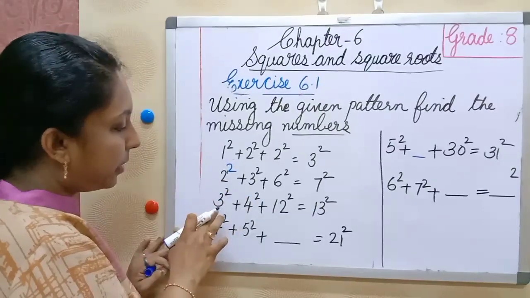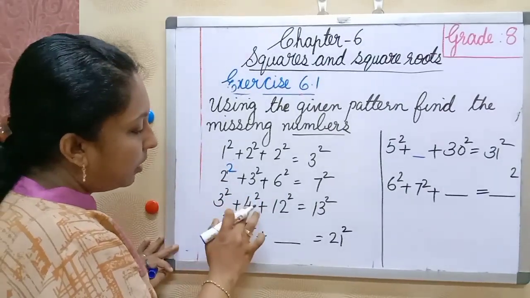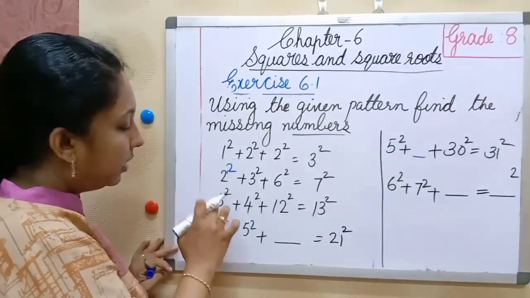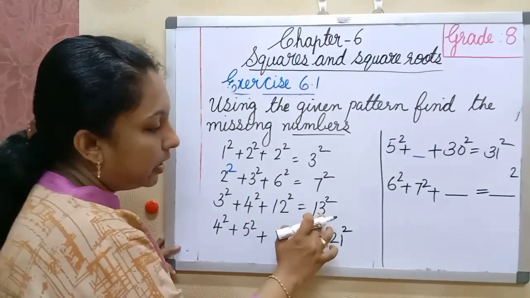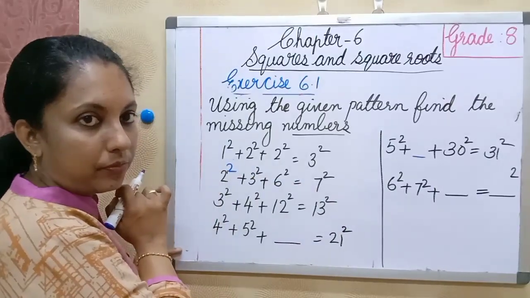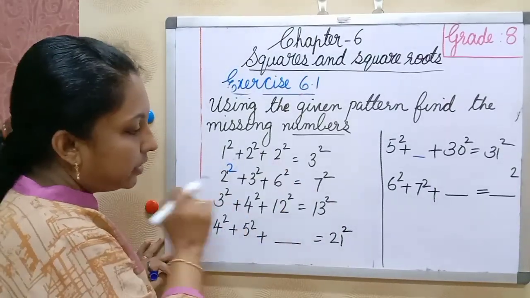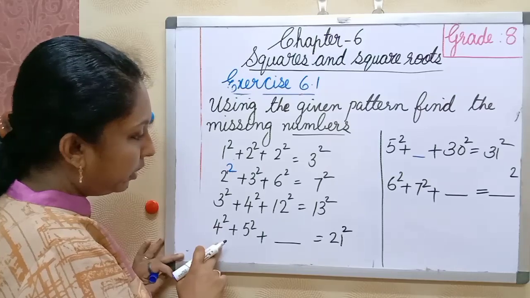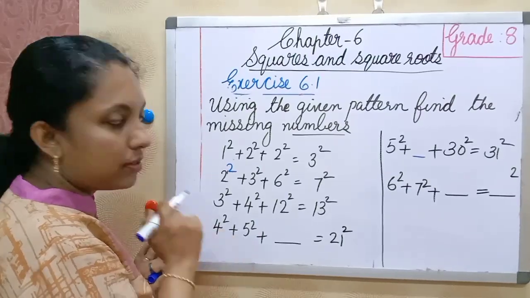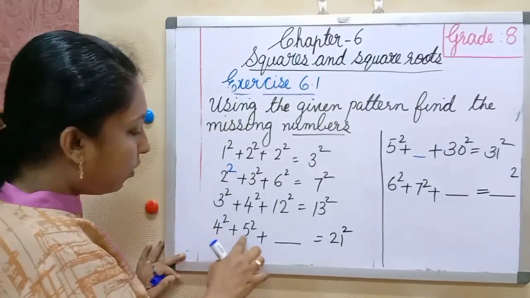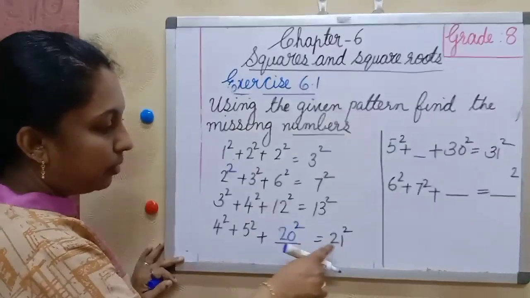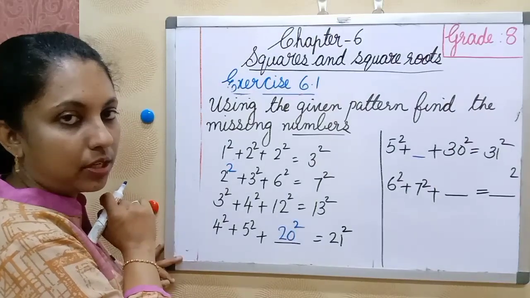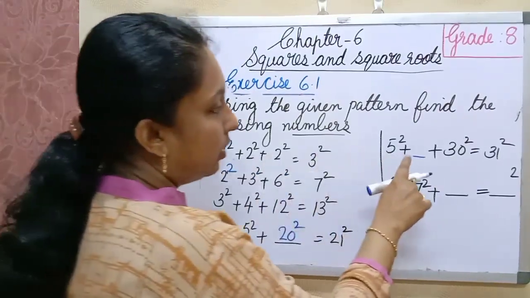Same way, next pattern. 3 square plus 4 square plus 12 square. 3 into 4 is 12, that squared. Then 12 plus 1 is 13, so 13 square. The pattern continues. Next, you can write 4 square plus 5 square plus 20 square, since 4 into 5 is 20. Then 20 plus 1 is 21, so 21 square.